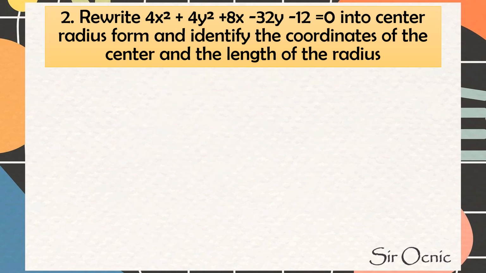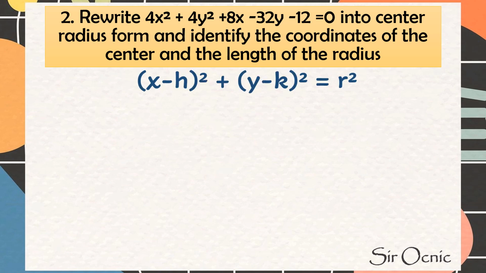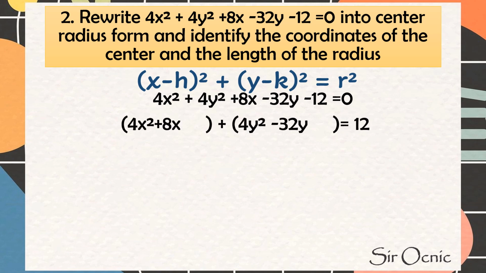Rewrite 4x squared plus 4y squared plus 8x minus 32y minus 12 equals 0 into center radius form and identify the coordinates of the center and the length of the radius. Let us first regroup the terms in the given equation, and that is equal to quantity 4x squared plus 8x plus quantity 4y squared minus 32y equals positive 12.